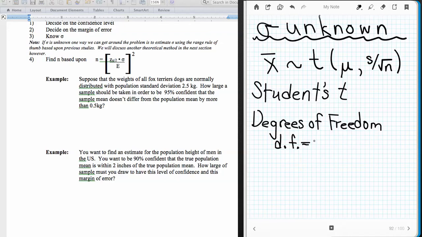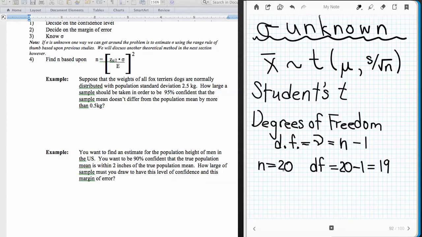More advanced texts use this notation, which looks like a fancy looking v. It's called a nu. And the degrees of freedom is quite easy. It's just the sample size, n minus 1. So if we had a sample of 20, so if n was equal to 20, then our degrees of freedom would be 20 minus 1. And that would be our degrees of freedom.